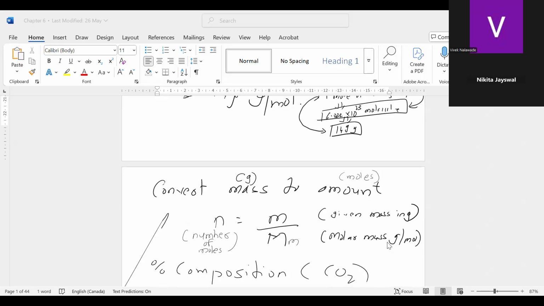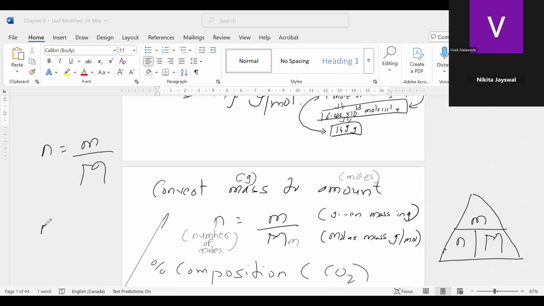For the conversion, there are generally these triangles given in most books. So this is the triangle. If you need n, it is m over capital M. If you need mass, then it is n times capital M. Any difficulty there? No.